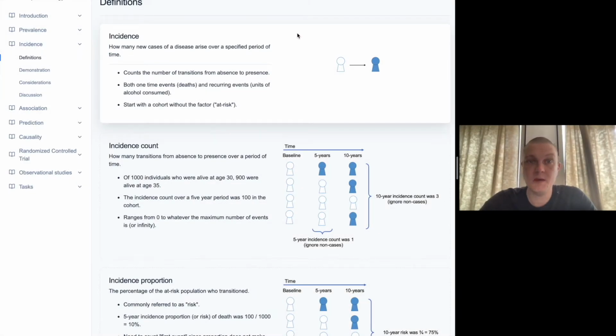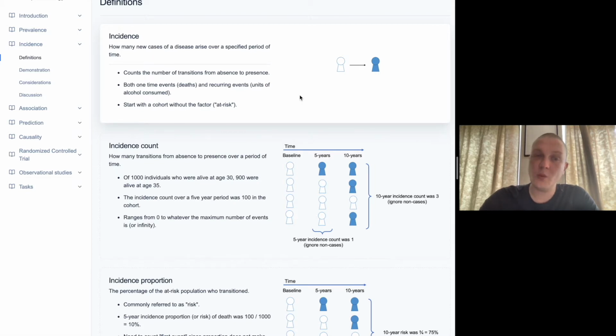Incidence, another core part of the epidemiological toolbox. Incidence represents how many new cases of a disease arise over a specified period of time. I say disease because it's more natural to think that way, but we can think about factors in general, so exposure and disease. Incidence counts the number of transitions from absence to presence, so it's a transitional thing.